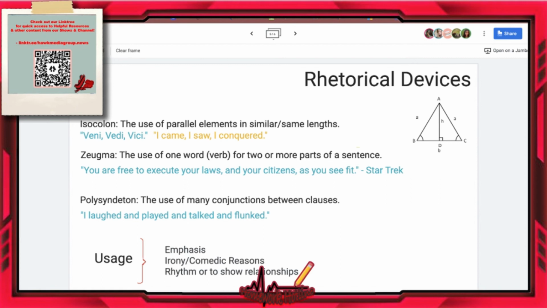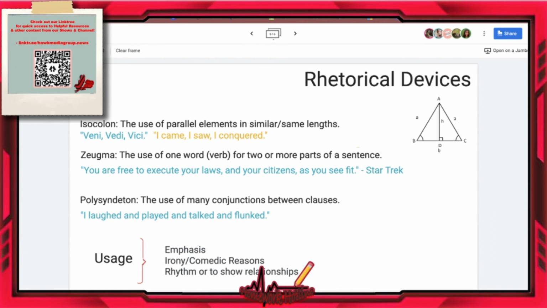So to begin, we have an isocolon. And an isocolon is formed by using parallel elements in similar or same lengths. Right here, we have a Latin phrase known as veni, vidi, vici, which directly translates to I came, I saw, and I conquered. So you can definitely see the parallel elements in this phrase. I did something, I did something, I did something. It's very similar. And in the Latin phrase, each word has not the exact same letters, but very similar letters, and they're all 4. So you do see how similar they are, every single clause used.